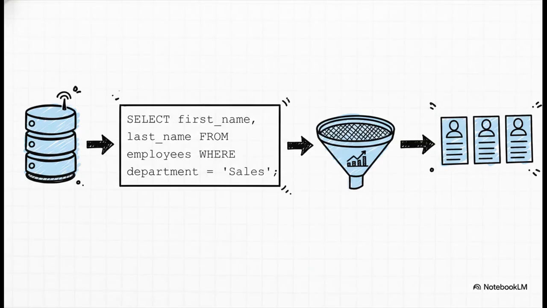And just look at how readable this is. The command is almost plain English. It's literally saying, select the first name and the last name from the employees table where their department is sales. It's such a simple but incredibly powerful way to ask super specific questions and get exactly the answers you need.